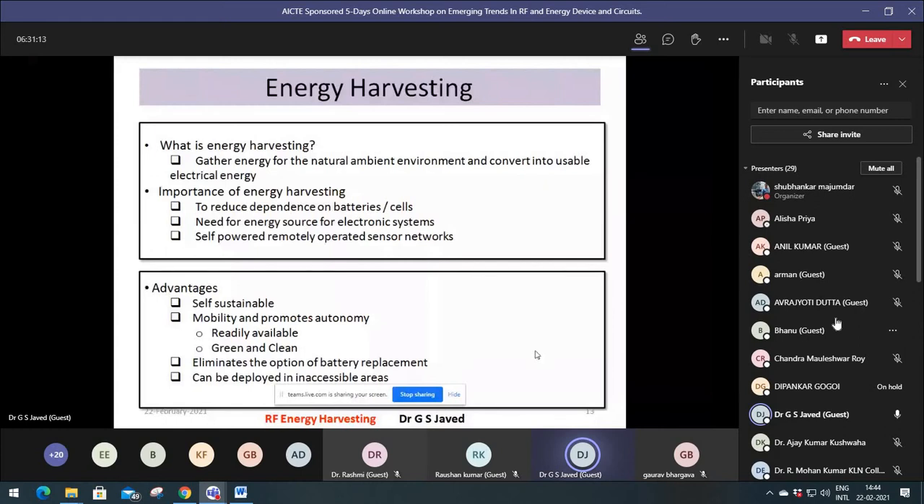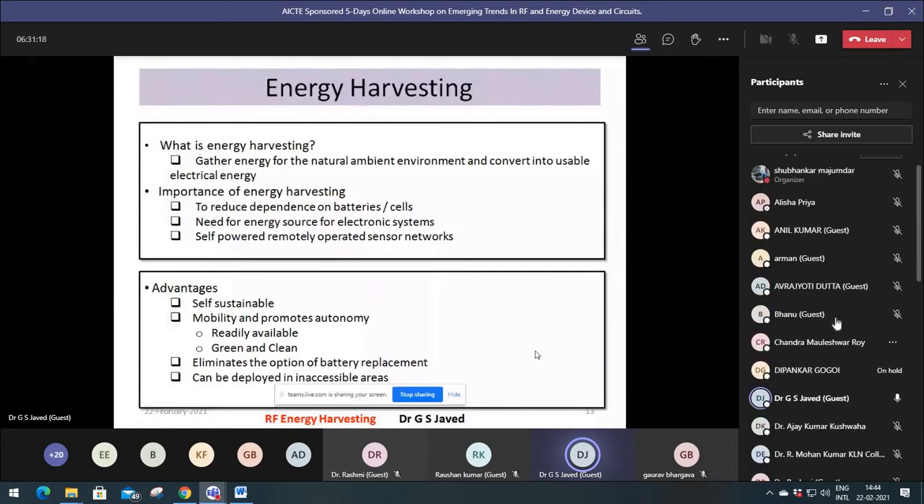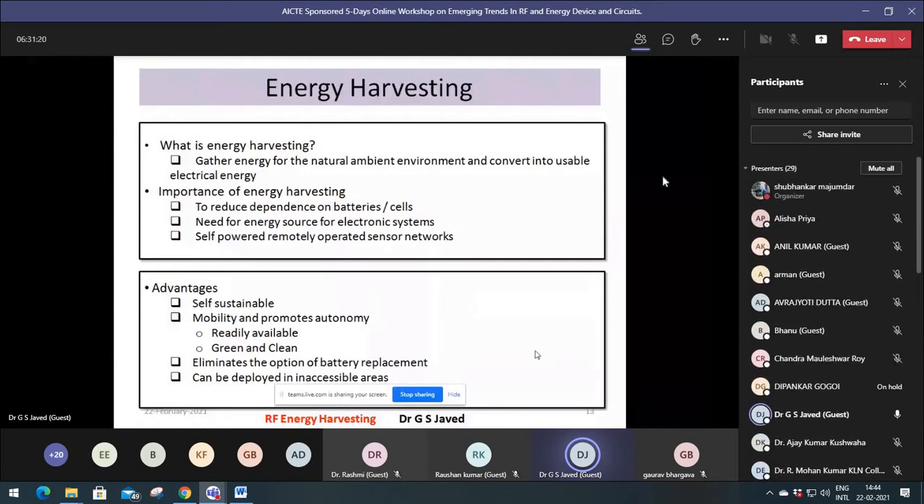What is the importance of energy harvesting? You can reduce the dependence on batteries or cells. There is a need for a continuous source of energy for electronic systems, and these are great for self-powered, remotely operated sensor networks. What are the advantages that you're looking at? Self-sustainable.